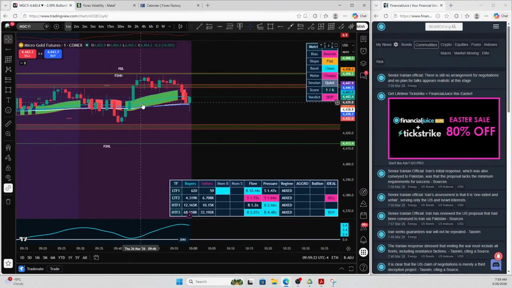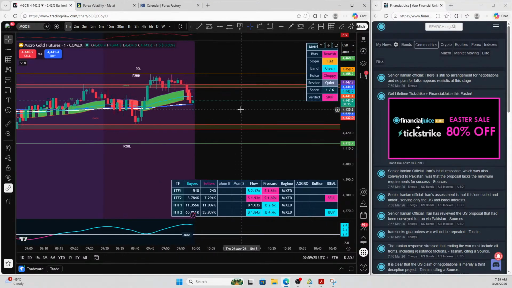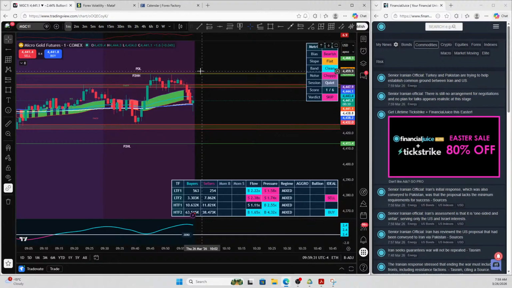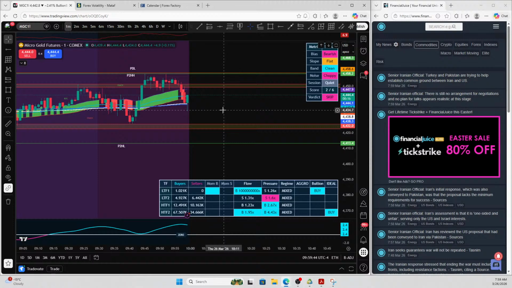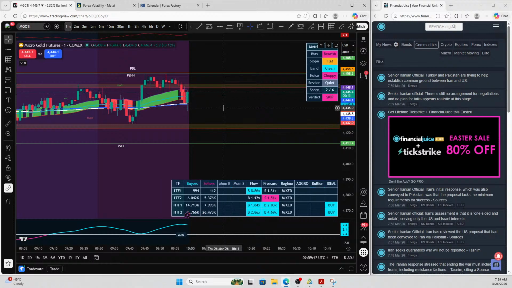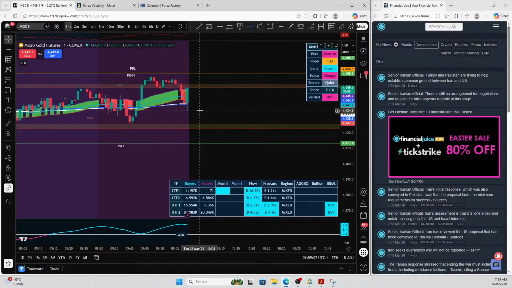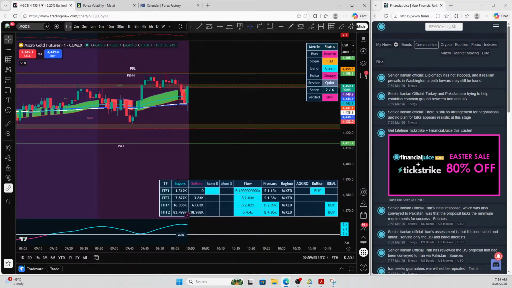Okay, so no realistic plans to end the war. That's bearish. Oil is already pushing up. What else is going up? Dollar is going up because of the unemployment claims. But the volume is on the buy side for right now. It's not stopped, and if realism prevails in Washington, a path forward may still be found.